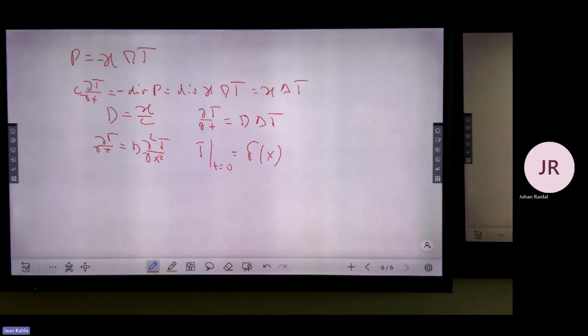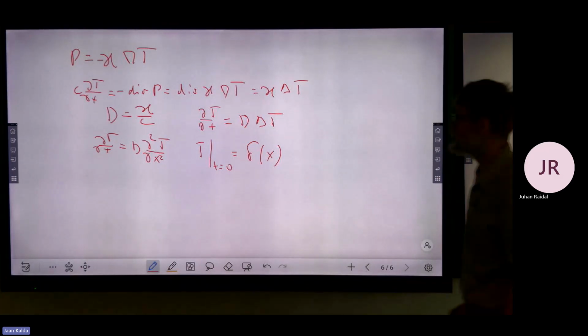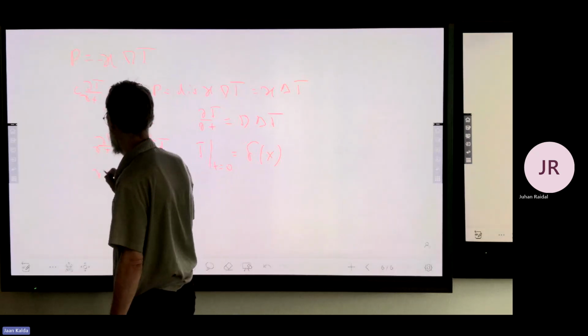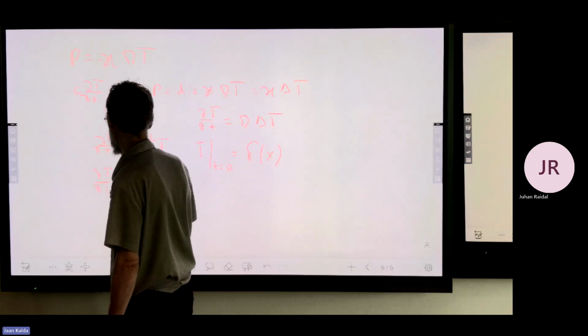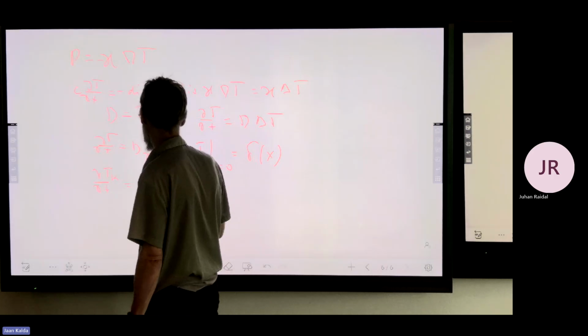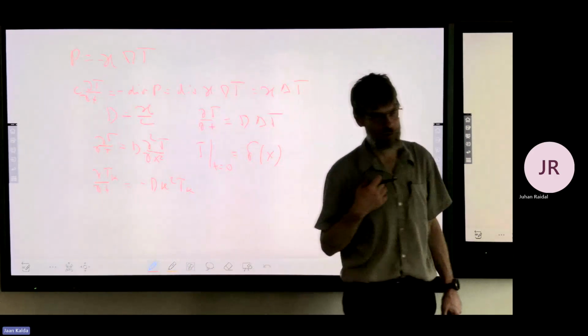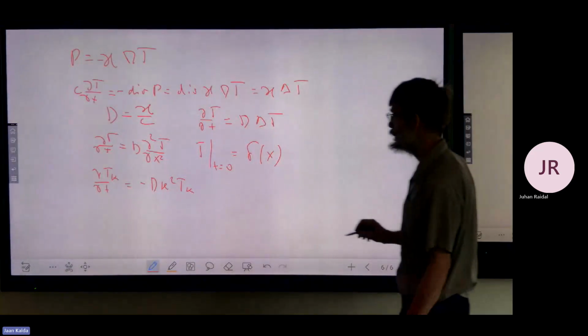There are two good ways of doing it, maybe more, but to my mind come two ways. One is Fourier transform, yes. If I go to Fourier space, and we take the Fourier transform in space, then we have dT_k over dt equals minus k squared T_k.